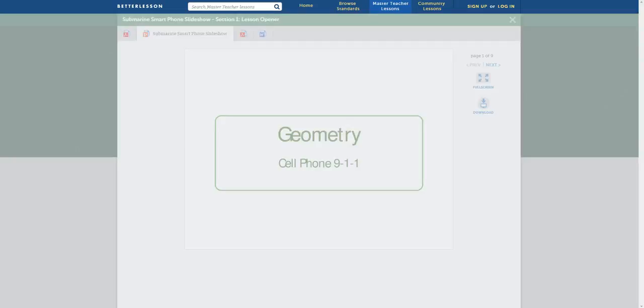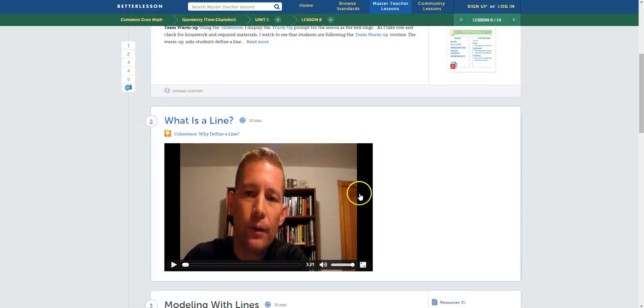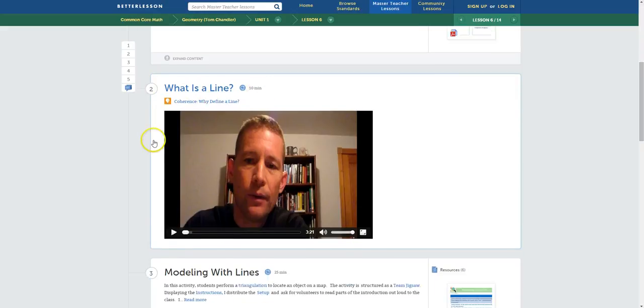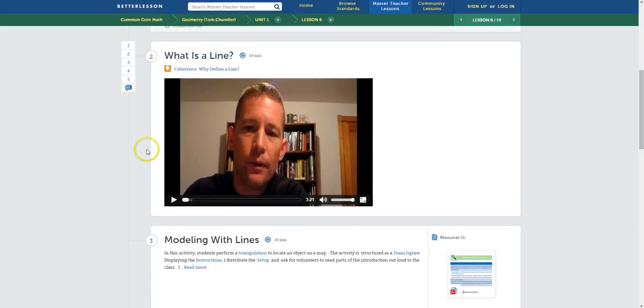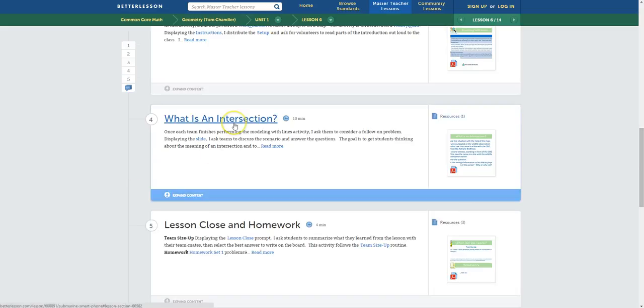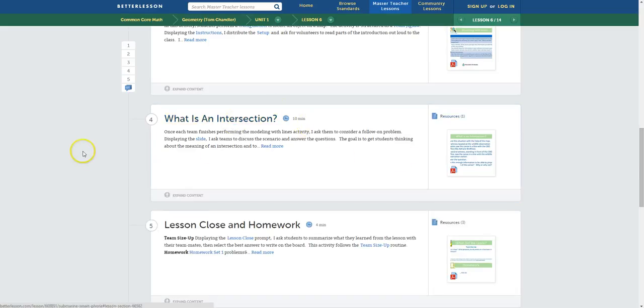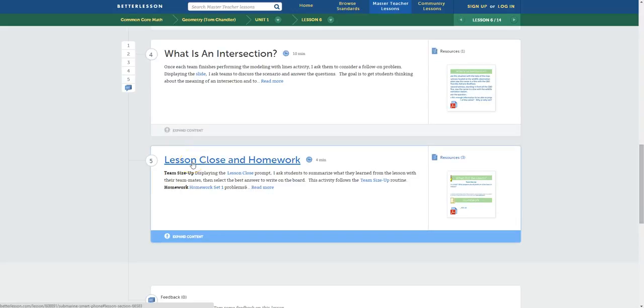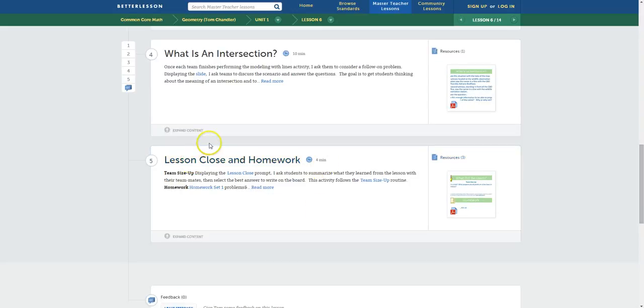If we go back to the overall lesson, we can see that there is other supports here. What is a line? And it gives us a timing, 10 minutes. Okay, and we have our interactive video here. Modeling, 25 minutes. All the resources that we need, 6 is in here. Extensions, what is an intersection? 10-minute activity with the resources here. And here, lesson close and homework, 4 minutes. Everything is nice and tight and put together.